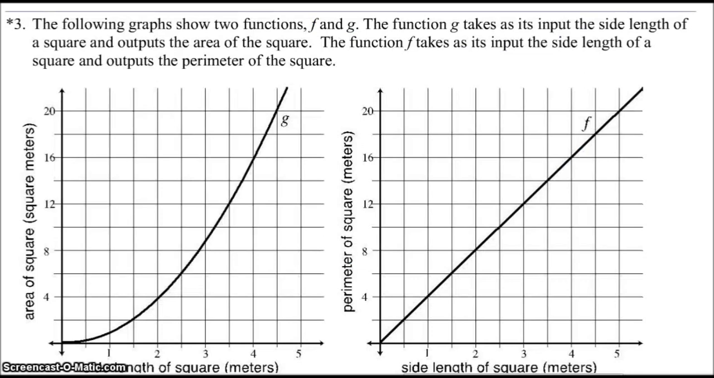Number 3. The following graphs show two functions f and g. The function g takes as its input the side length of a square, and outputs the area of the square. A lot of times when I'm reading math problems, I don't just read all the way through, I think about what it means as I'm reading. The function f takes as its input the side length of a square and outputs the perimeter of the square.